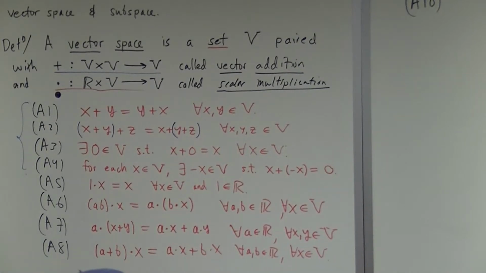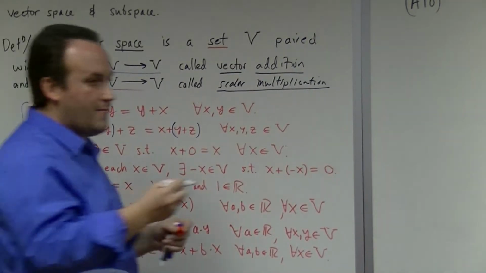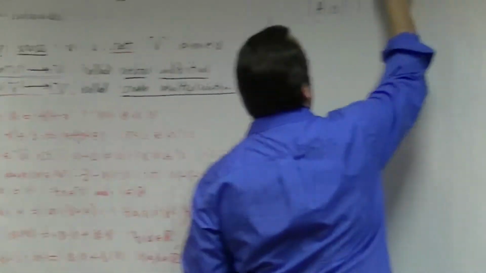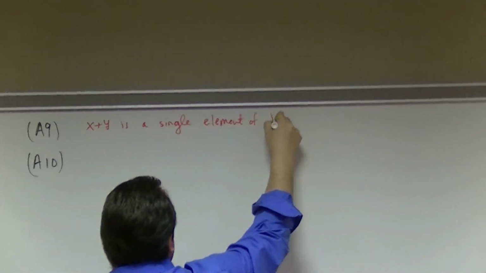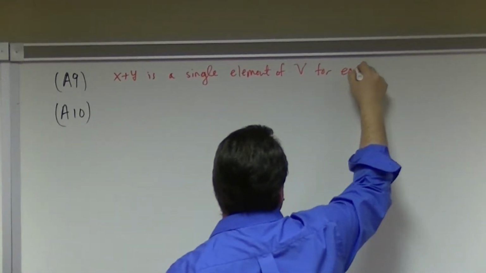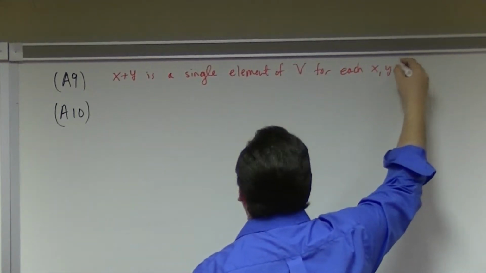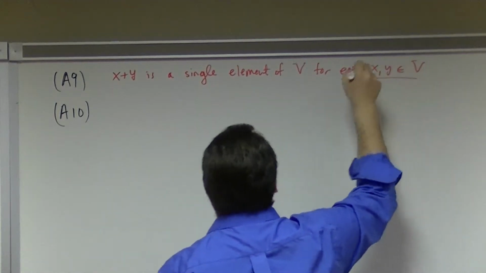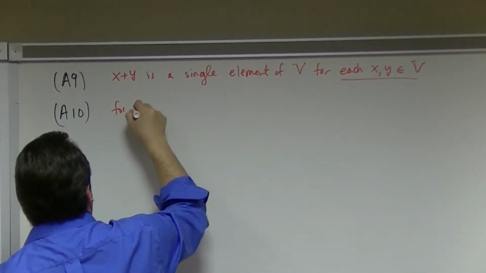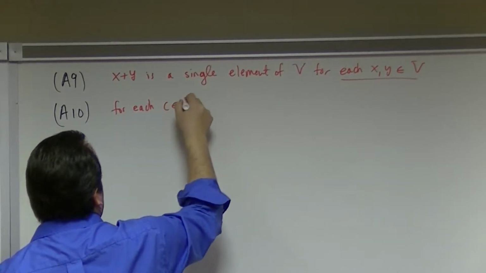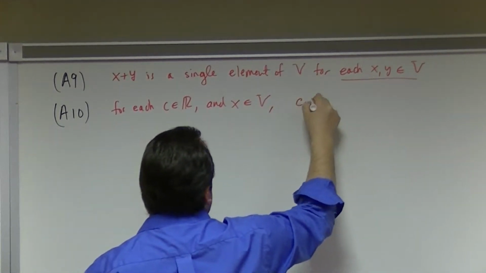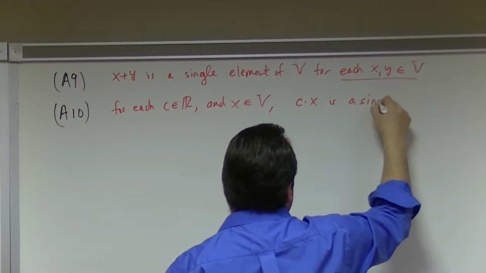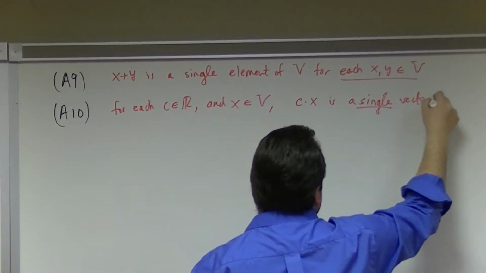What's axiom 9 and 10? That's that x plus y is a single element of V for each pair x, y in V. So maybe I should write this first, right? And then here's another one. I'll write it properly here. For each c in the reals, and x in the vector space, c dot x is a single vector in V.